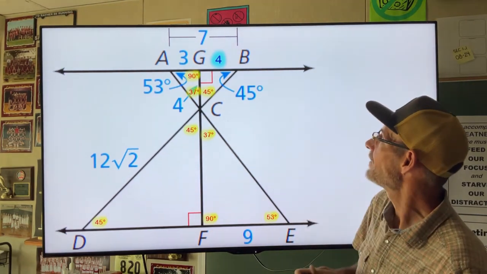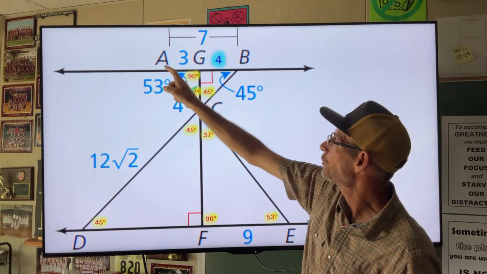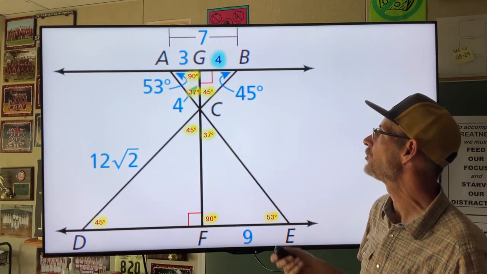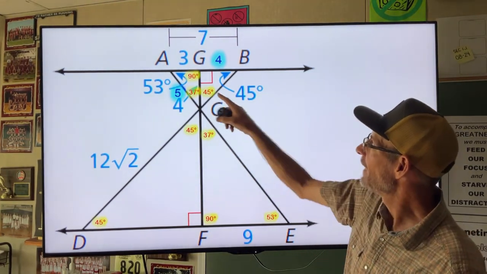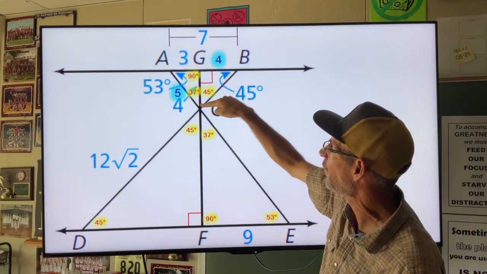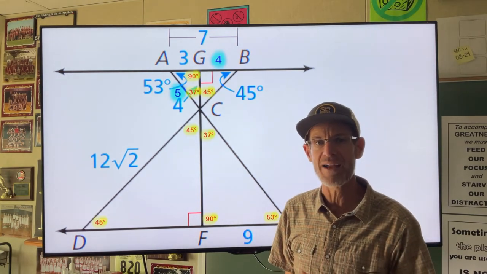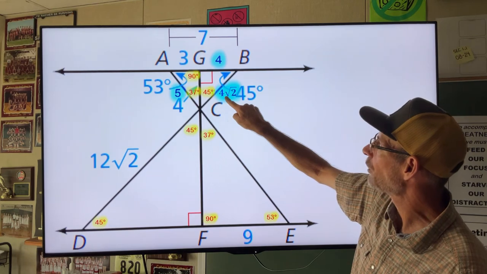Now for the sides. If it's 7 from A all the way to B, and it's 3 from A to G, if we subtract, we can find out that this distance, GB, is 4. All right, in this triangle, if we look at the sides that we know, this is 3, this is 4, and this is 5 because it's a 3, 4, 5 right triangle. This side is 4 root 2.